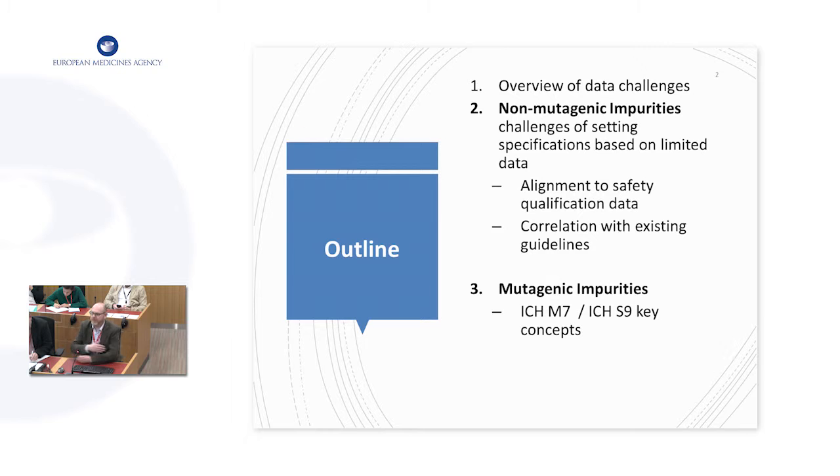And I'm going to look at it from the point of view of 2 specific aspects around impurities. There's the non-mutagenic impurities, where I'm going to talk primarily about the challenges of setting a specification based on that limited data. In particular, I'm going to look at how we may be able to address that by closer alignment to the safety qualification data, and how that relates to the existing guidelines as well. What I want to try to do with a lot of this is see what we can and can't use from the current regulatory framework.